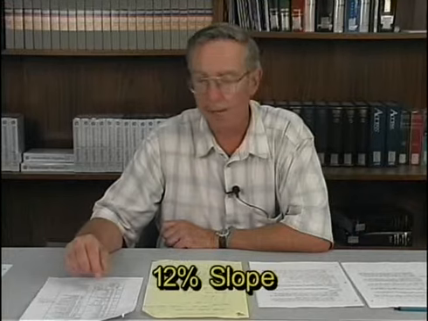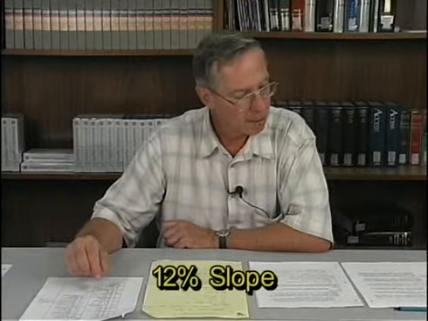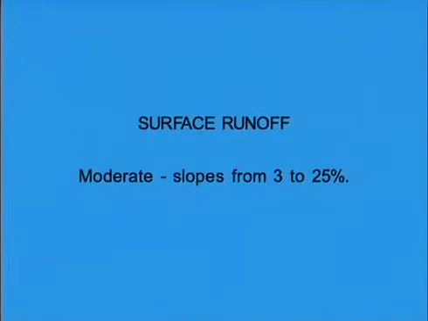In this situation, our slope is 12%. 12% slope would normally put us into the moderate surface runoff category. We see that under moderate on page 16 it says slopes of 3 to 25%. In this particular situation, we really don't have anything else to go on, based on the information that's given to us, that would cause us to change our surface runoff category out of the moderate range based upon surface cover, based upon permeability, etc.